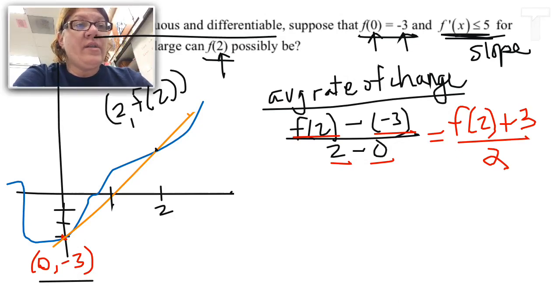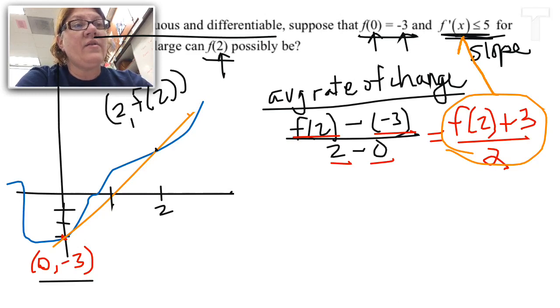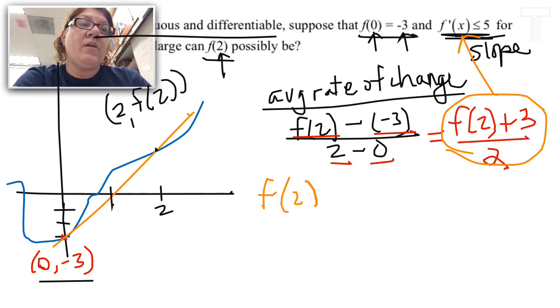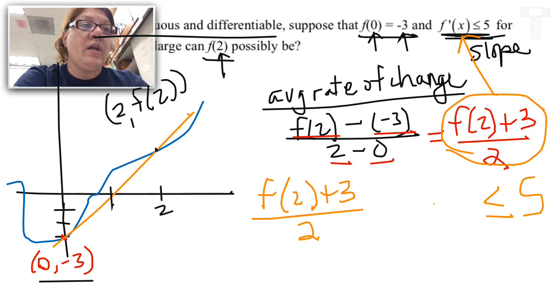And so what I know is that this average rate has to be equal to the instantaneous, but I know the instantaneous is less than 5. So really what's happening here is if I set them equal, so equal to the instantaneous, somewhere that has to happen, but I'm going to replace this or say that this is less than or equal to 5. And then really I'm going to squeeze these together by moving this out. And ooh, now I have an inequality that I can solve.